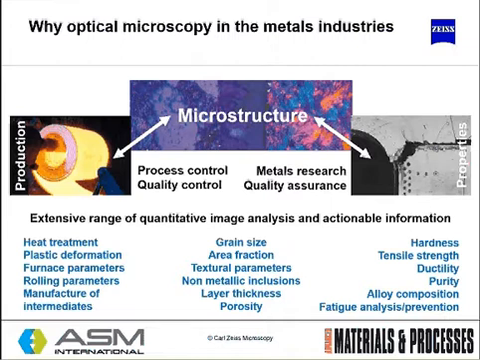Non-metallic inclusions, as I say, the classic example within light microscopy, as well as layer thickness and porosity within a sample. So how do you use that information? We call it actionable information. Well, what actions can be taken?